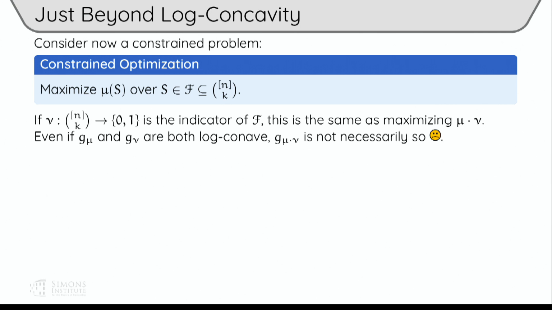The unfortunate thing is, even if mu and nu both satisfy what we required before, which was log-concavity of the corresponding polynomial, this product doesn't necessarily have this property. So we can't just take mu and nu, which are log-concave, and hope that the same method works for mu times nu.